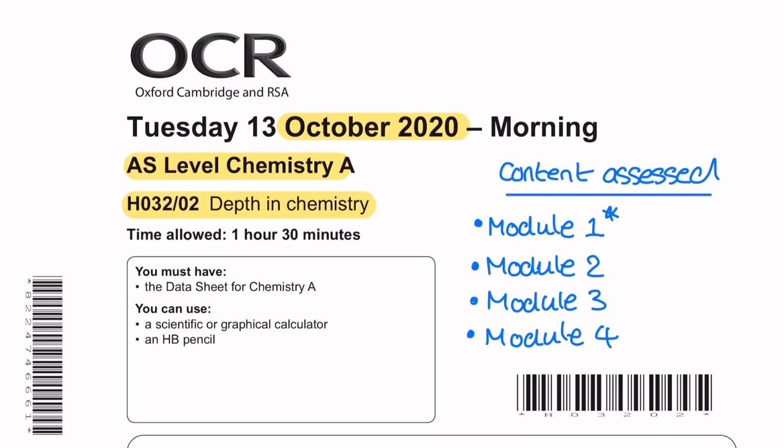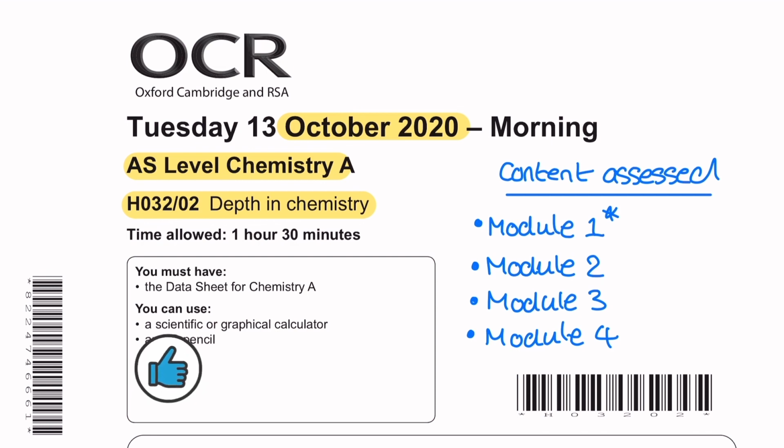In this tutorial I'm going to take you through the 2020 Depth in Chemistry paper, and this is on the OCR A specification for AS level chemistry. Although if you're studying the full A level in chemistry, all of the modules that are assessed in this paper are still very relevant to your second year examinations. So I'd really recommend that you watch this as well and look for those little gaps in your understanding from modules 2, 3 and 4.